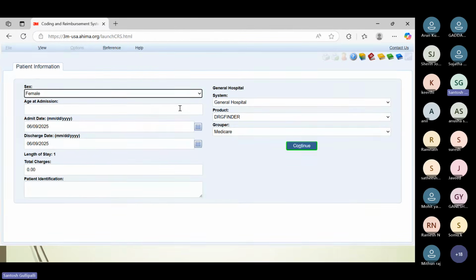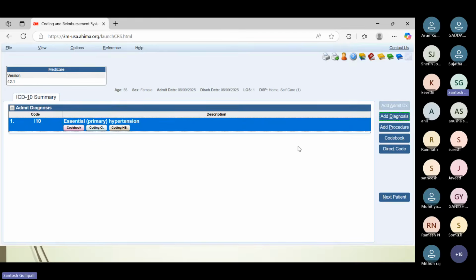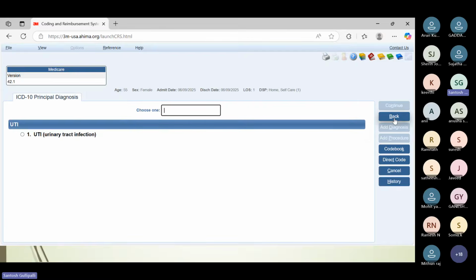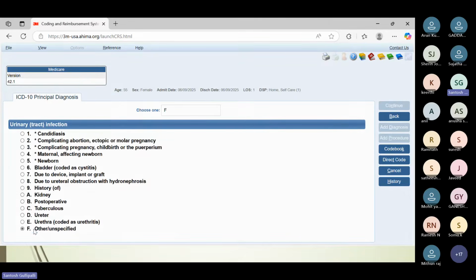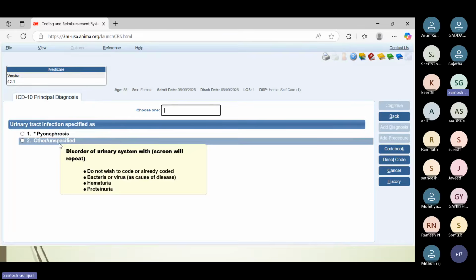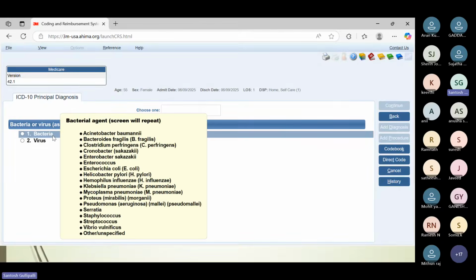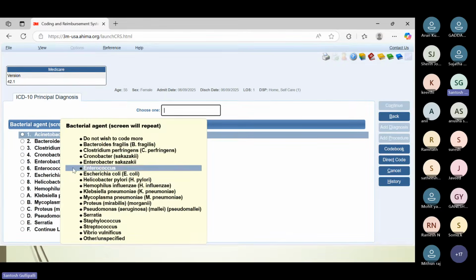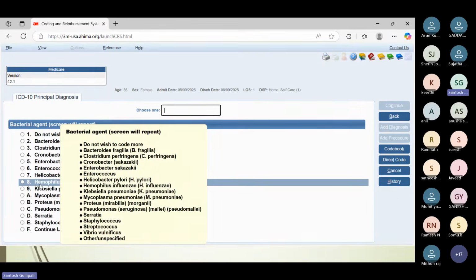For example, a 55-year-old with UTI. UTI means urinary tract infection. The options are UTI, other, or unspecified. Then the bacteria or virus, for example the E. coli bacteria. For example, the urine culture is positive for E. coli.